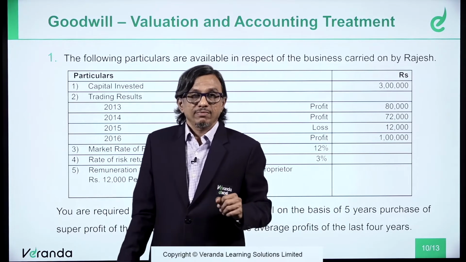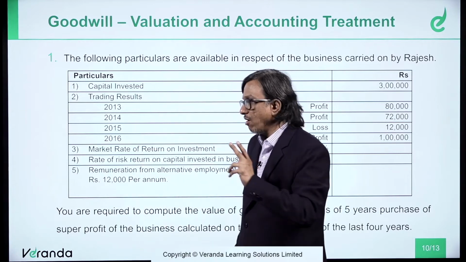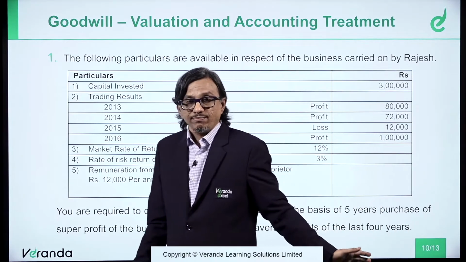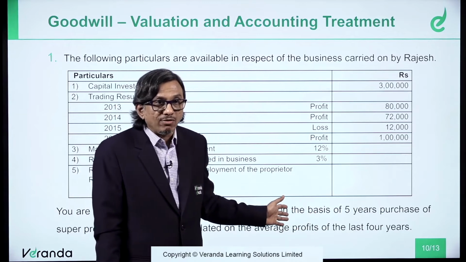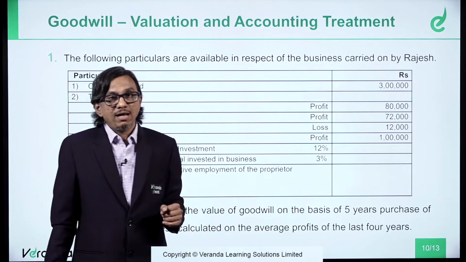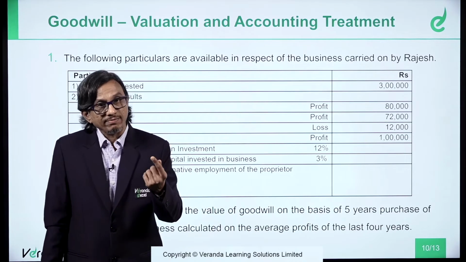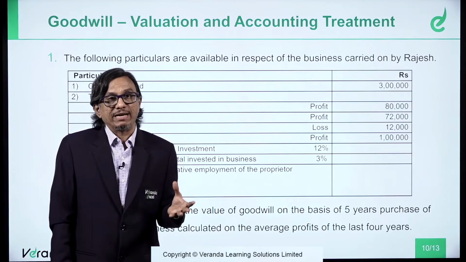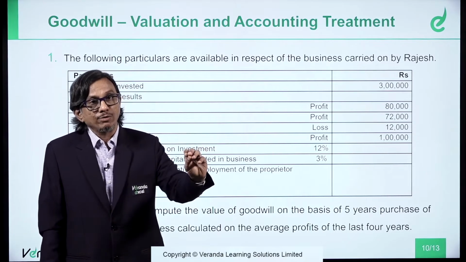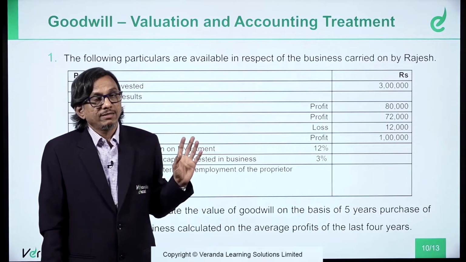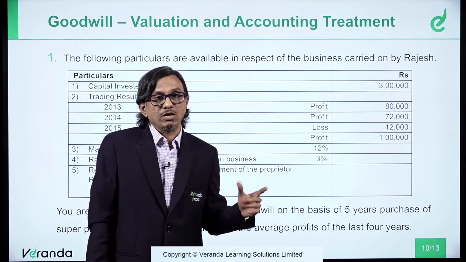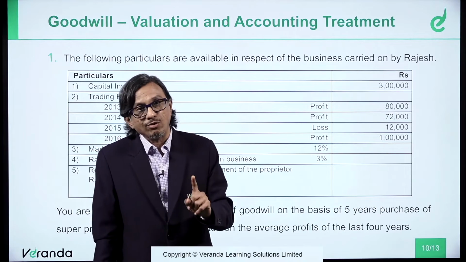Okay. Sometimes in the problem, the number of years of purchase may not be given. Here it is given 5 years purchase. Sometimes it is not given. Then what I should do? Either I can assume it as 1 year or as 3 years. But whatever assumption you make, you better write a note for the answer. You say the number of years of purchase of goodwill is taken as 3 years or 2 years or 1 year. Then you find the value of goodwill.